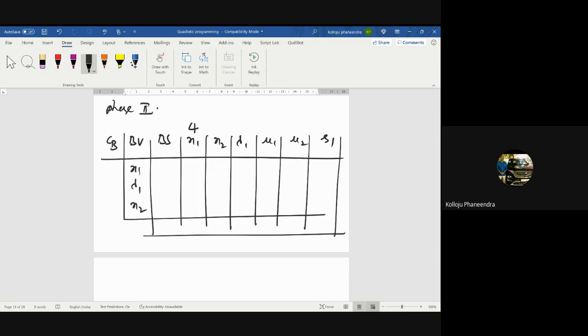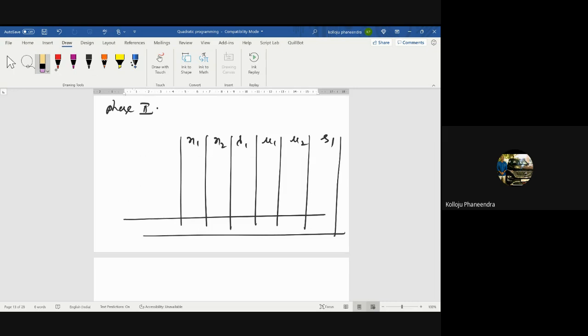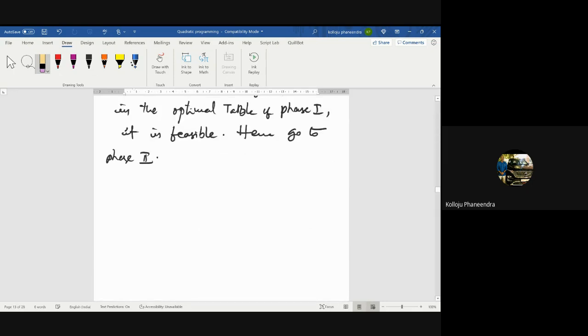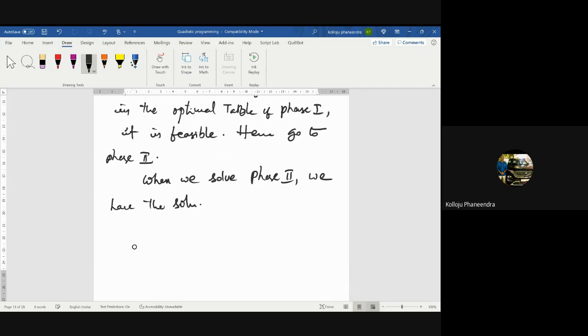No need to solve phase 2, no need of this one. Why should I confuse you? You can write directly from phase 1, even in examination, you can write directly. When we solve phase 2, we have the solution.